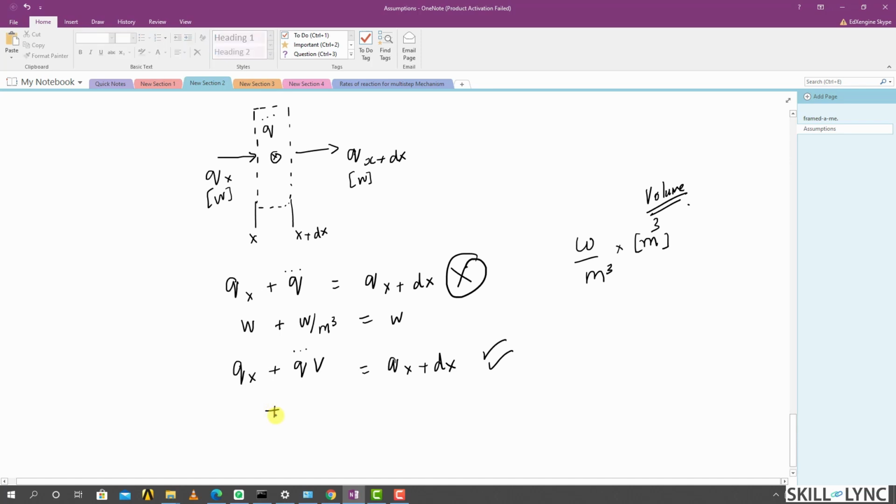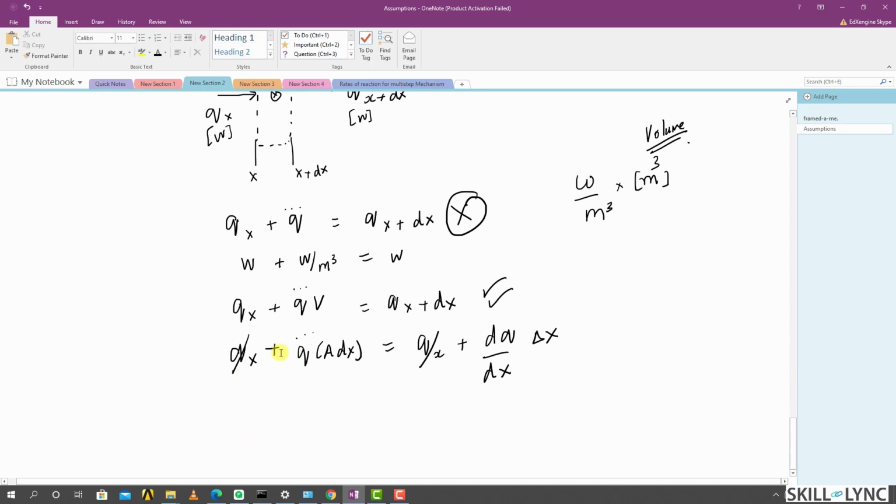And volume is generally area times dx. So this is where our cross section area comes in, so I can retain this. And just like we looked at in the last lecture, Qx plus dx is nothing but Qx plus dq by dx into delta x. So I can cancel Qx right off the bat, and essentially what I have is Q triple dot A times dx is equal to dq by dx into delta x.